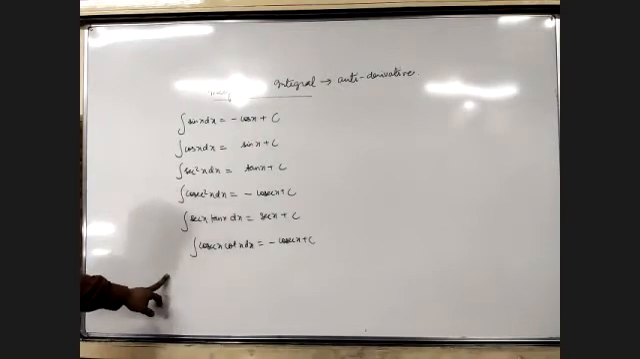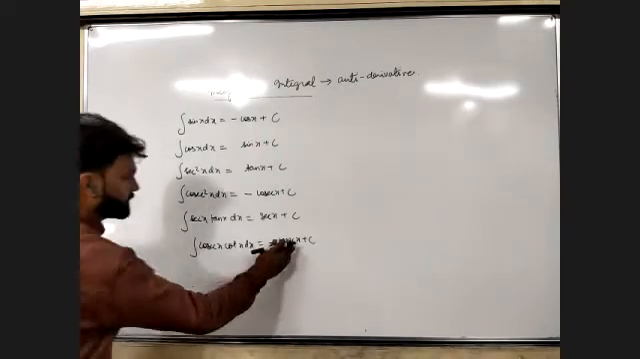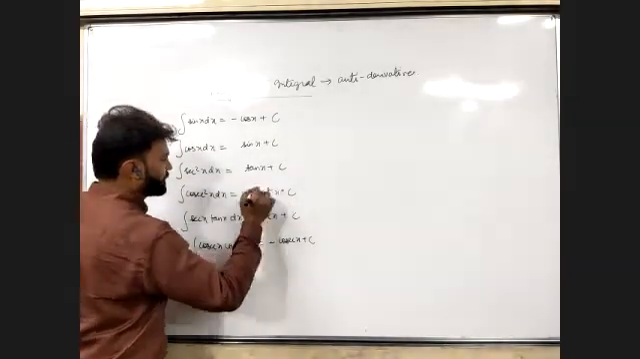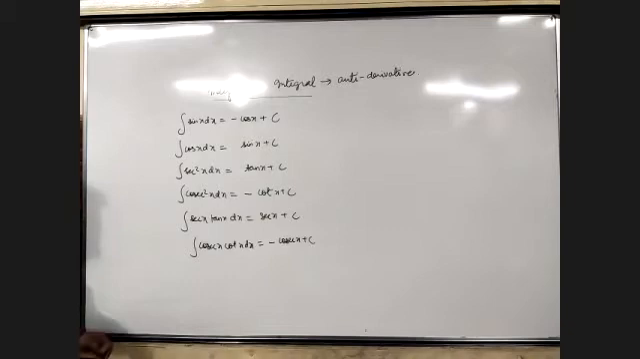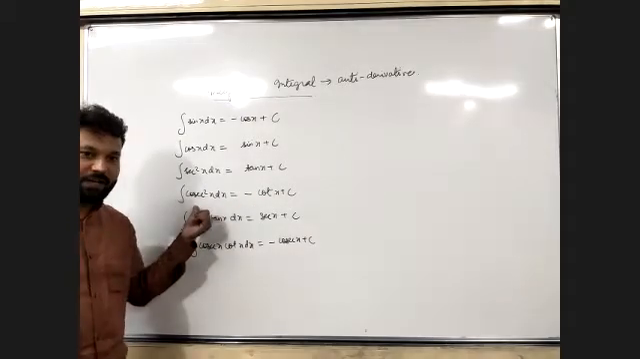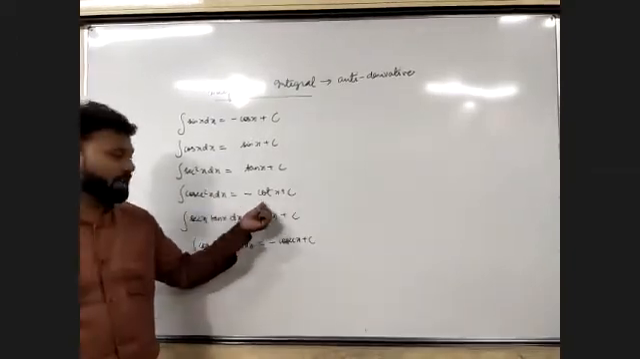Which one? So sorry. Integral of cosec square x, because differential of cot x is minus cosec square x. So that is why integral of cosec square x dx is minus cot x plus c.